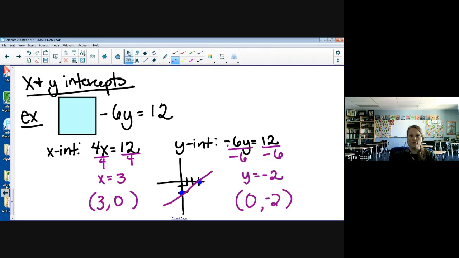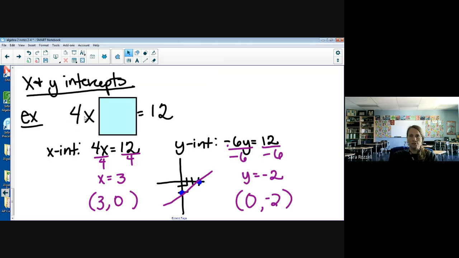So I wrote out every single step so that you would have it, but I would just cover that up. Could you do this equation in your head? If you cover that part up, you could just divide by 4 in your head and write down x equals 3, okay? And cover up that part, divide by -6 and y equals 2. Your x-intercept is 3, your y-intercept is -2.